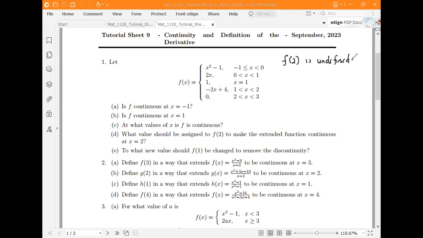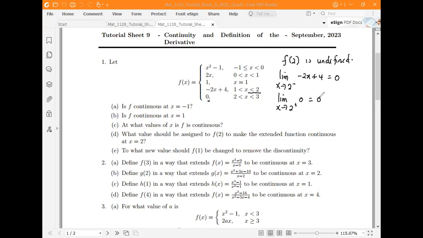So for the limit, we can find the limit as x approaches 2 from the left: we go to x less than 2 and substitute there in this function. That would be 0. Also the limit as x approaches 2 from the right, we substitute and we get 0. So you see the limit exists and it is 0. But the challenge is f of 2 is not defined.